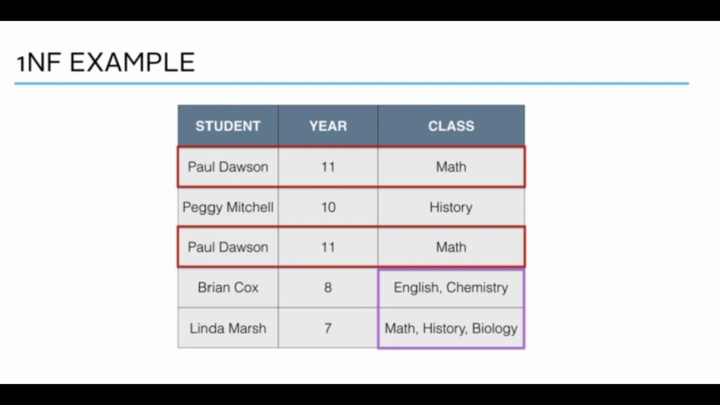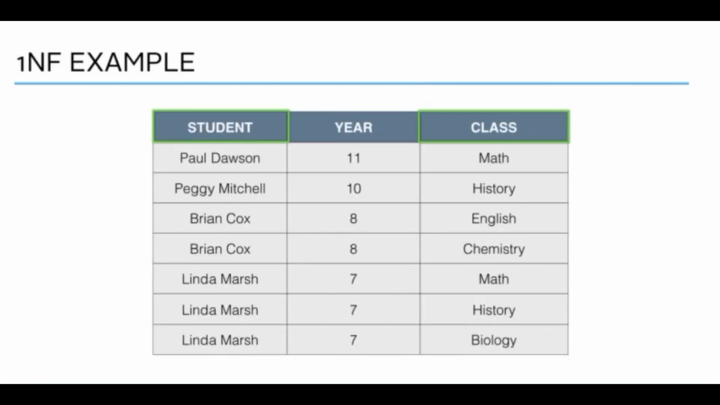And also we can see we have more than one value assigned to the class column for Brian Cox and Linda Marsh. So we have English and Chemistry, comma separated, for Brian, and we have Math, History and Biology for Linda. So this table really does not follow first normal form. So the question is, what can we do to make sure that this table follows first normal form?